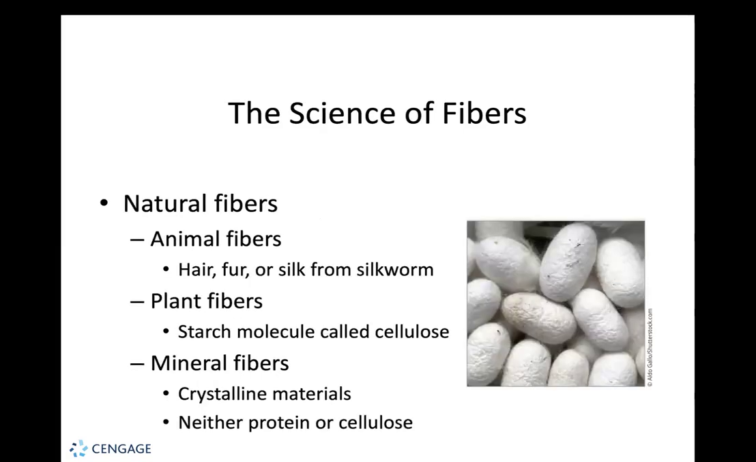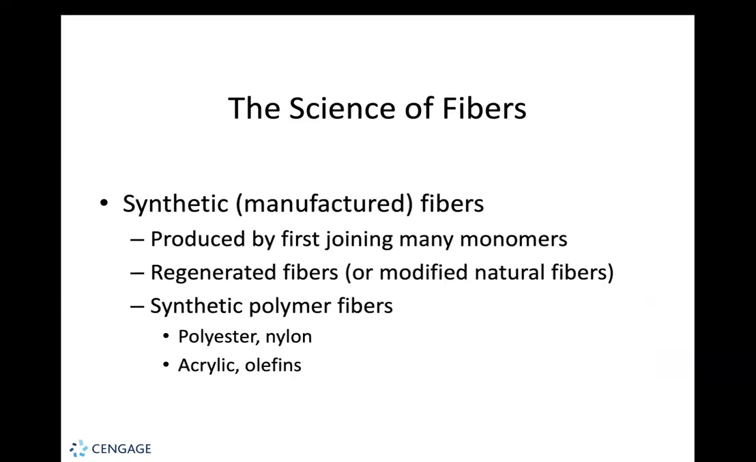Now, if we look at the science of fibers, we have our natural fibers. These are animal fibers such as hair, fur, silk from silkworm. Plant fibers such as starch molecules called cellulose. Cotton is a very common one. And then mineral fibers, these would be crystalline materials, which are neither protein nor cellulose based.